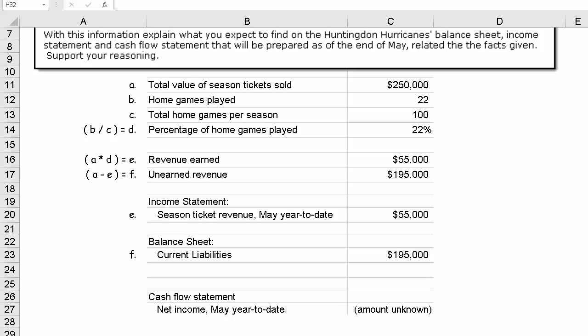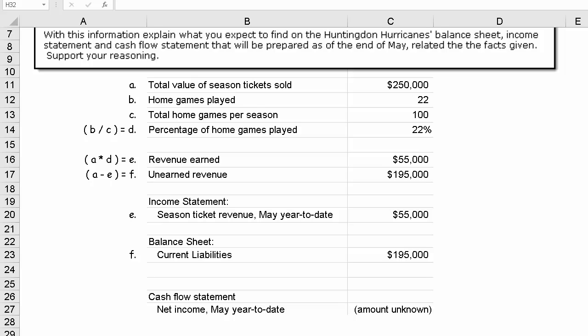Now, this assumes we're preparing the cash flow statement with the indirect method, which is the method that's typically used. In fact, I've never seen the direct method used once. But on the cash flow statement, the first line will be net income, and we don't have enough information to know what the cash flow statement would be with the indirect method.